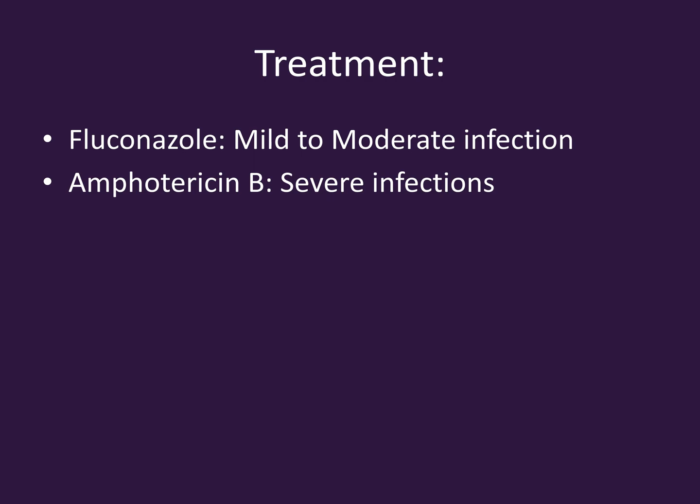So the gist of the treatment is that fluconazole is recommended for mild to moderate infections, and it is the drug of choice for non-meningeal cryptococcosis, whereas the amphotericin B plus flucytosine combination plus fluconazole can be given in severe infections in meningeal cryptococcosis.